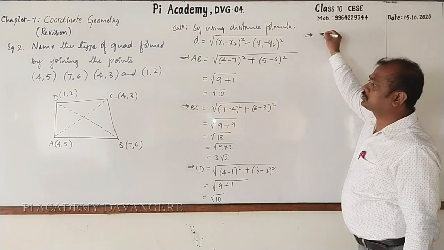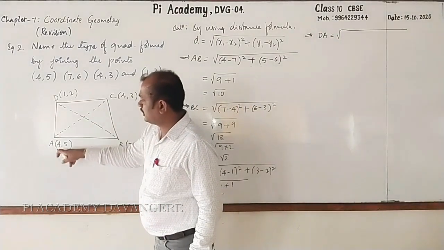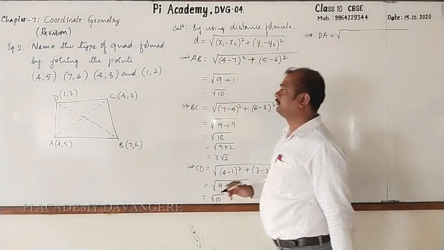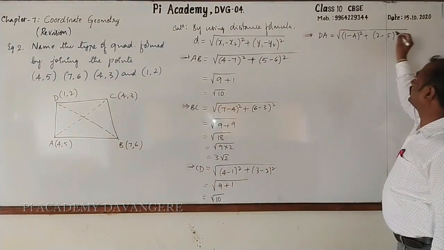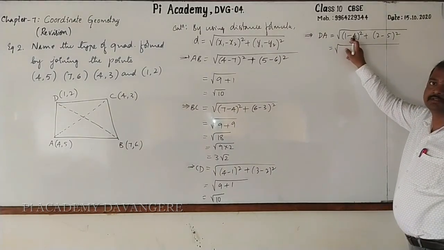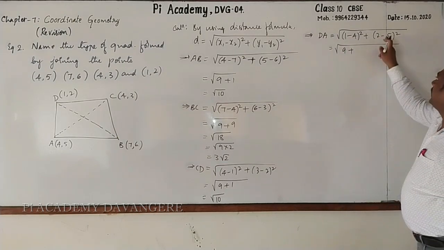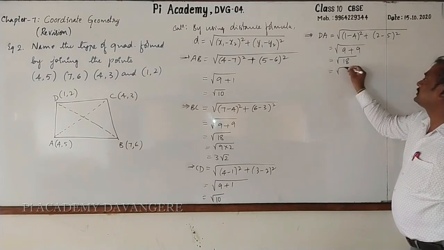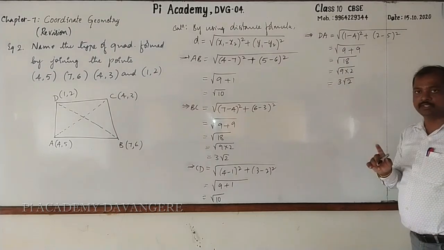Next, fourth side. This is DA. Square root of, how do you find out? Very good. It is 1 minus 4, then 2 minus 5. 1 minus 4 whole square plus 2 minus 5 whole square. It is equal to square root of, 1 minus 4 is minus 3. Minus 3 whole square is 9. 2 minus 5 is minus 3. Minus 3 whole square is 9. It is square root of 18. It is 9 into 2, which is equal to 3 into root 2 units.